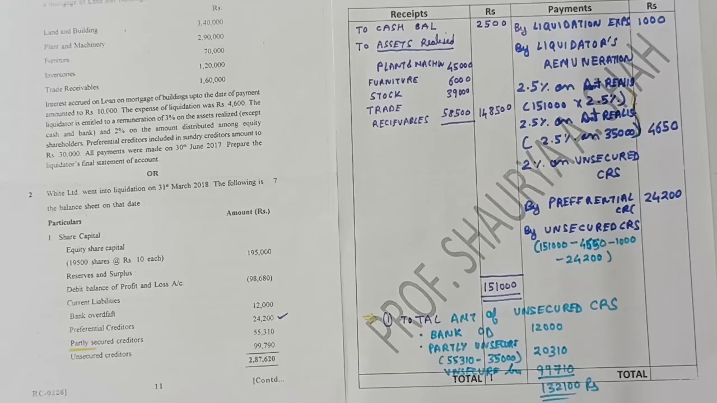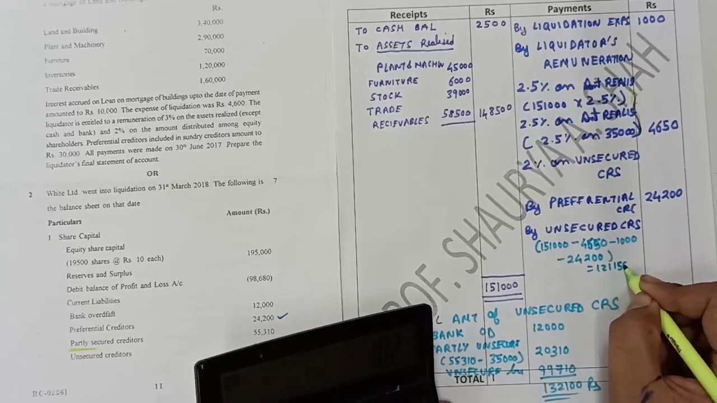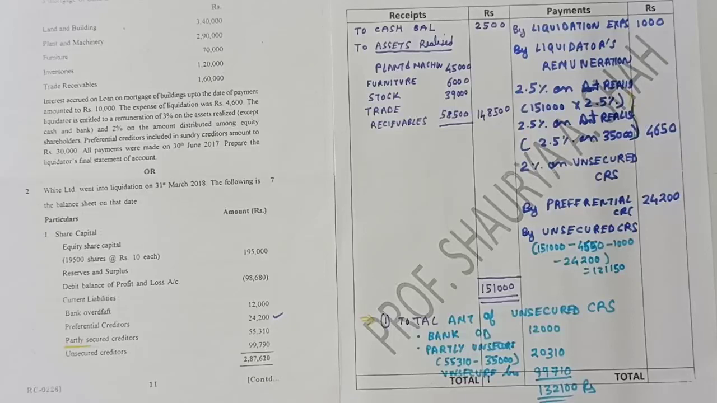What the short sum we had done was actually related to this. Now you need to pay the unsecured creditors, and you also need to pay the liquidator's remuneration, that is 2%. So I'll find out the balance amount, that is 1,21,150. I suppose it is clear to everyone. That is 1,51,000 minus 4650 minus 1,000 minus 24,200, which is 1,21,150, right?